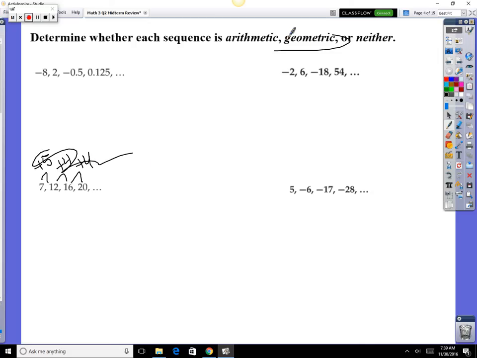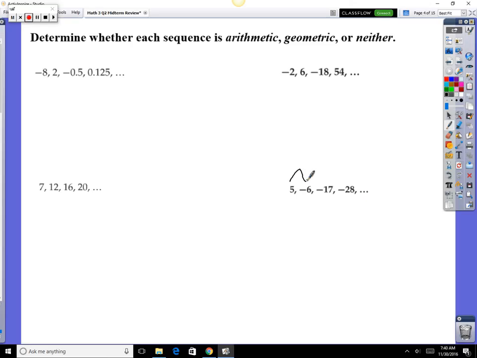So try for geometric. So I'm going to do 12 divided by 7. 12 divided by 7 is some decimal. It's awful. 1.714285, blah, blah, blah. So I'm going to try 16 divided by 12. If it gives you the same decimal, you might be in business. It gives you a different decimal, so it is neither arithmetic nor geometric. Okay, let's try the last one.